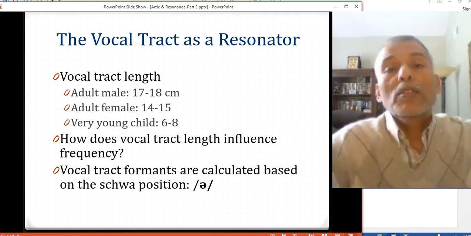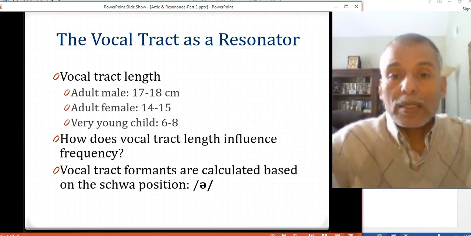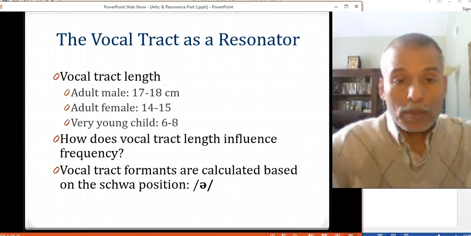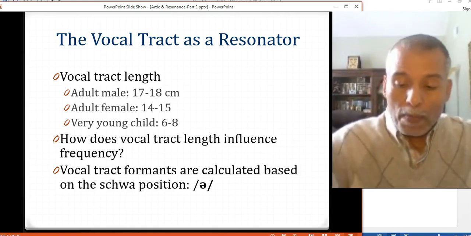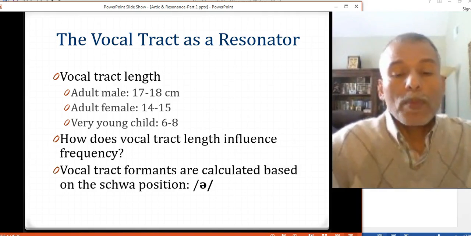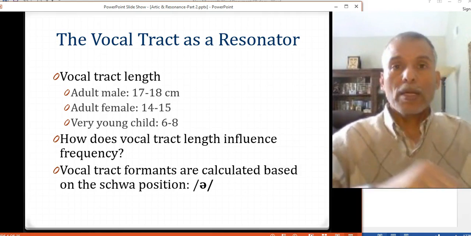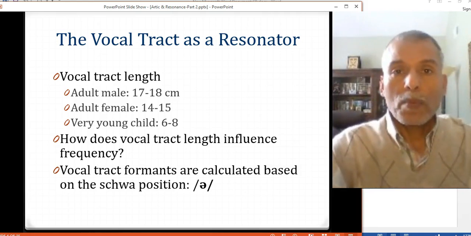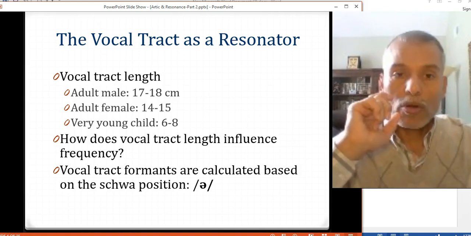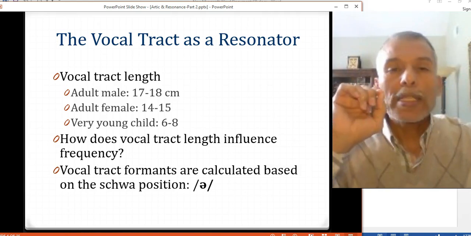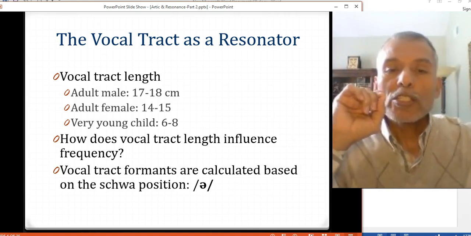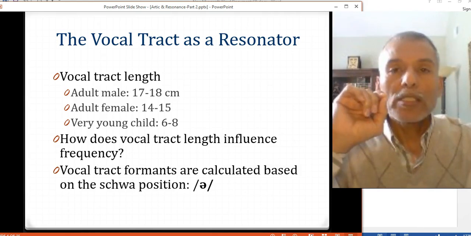So there's an inverse relationship between vocal tract length and resonant frequency. The vocal tract formants are calculated based on the schwa sound, the position of the schwa. As you know, the schwa is the sound that is closest to the neutral position. Like if you are sitting there and not saying anything, your vocal tract is shaped in a certain way at rest. The sound that shows the smallest modifications of the vocal tract is the schwa.